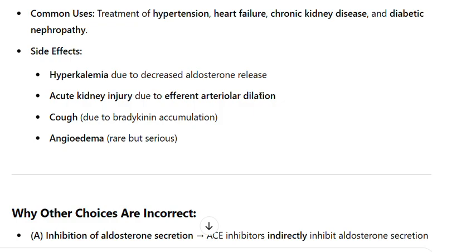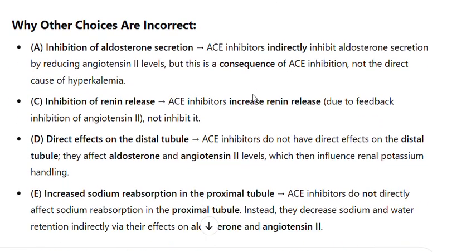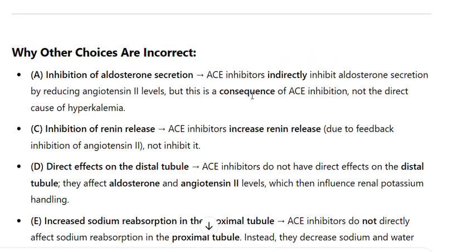Why other choices are incorrect? A. Inhibition of aldosterone secretion. ACE inhibitors indirectly inhibit aldosterone secretion by reducing angiotensin II levels, but this is a consequence of ACE inhibition, not the direct cause of hyperkalemia. C. Inhibition of renin release. ACE inhibitors increase renin release due to loss of feedback inhibition by angiotensin II, not inhibit it.